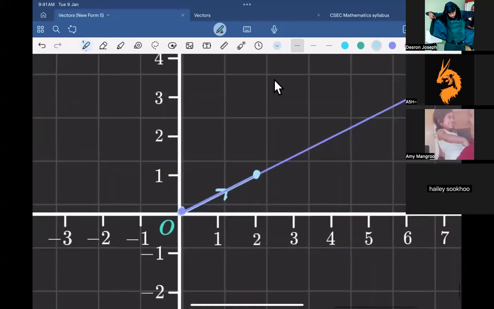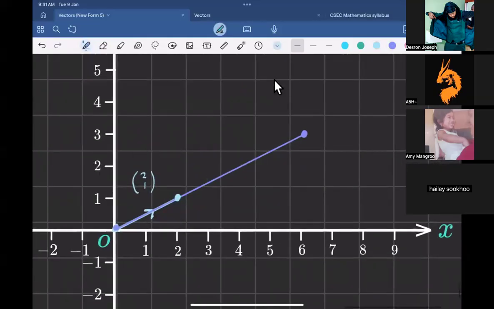Okay, so Alicia, this small vector here, that's 2, 1. And the other vector, that's 6, 3. What do you notice about the two vectors? 2, 1 was multiplied by 3. So the vector in purple is how much times bigger than the blue vector? 3 times, because we multiplied by 3. So what we did is we scaled it up.